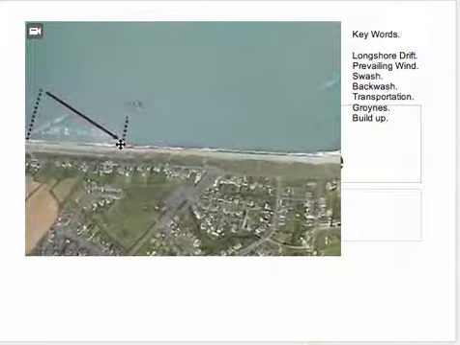Of course, we're going to look at what happens further down along the coastline, because if you build up the beach in one location, you're going to get a smaller beach in another place further downstream. But we'll look at that in more detail later on.